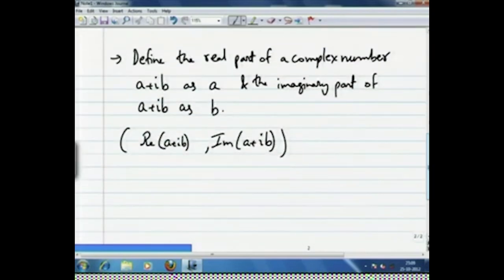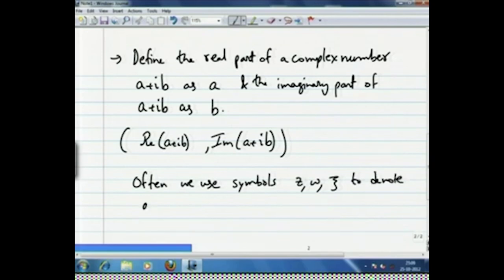Okay. And often we use symbols like the alphabet Z, W, zeta, etcetera, to denote a complex number. Okay, so that's just a symbol.